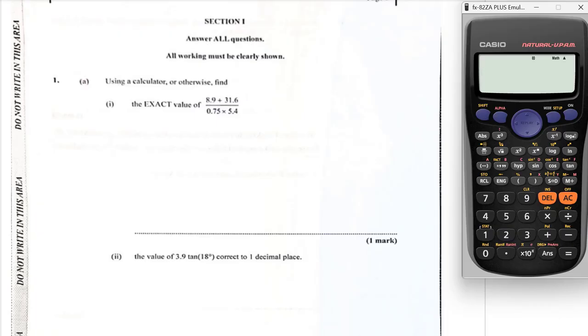So the numerator is 8.9 plus 31.6. That gives us 40.5 divided by, so 0.75 times 5.4. That gives us 4.05. And if we enter this in our calculators now, we get 40.5 divided by 4.05, and that is equal to 10.